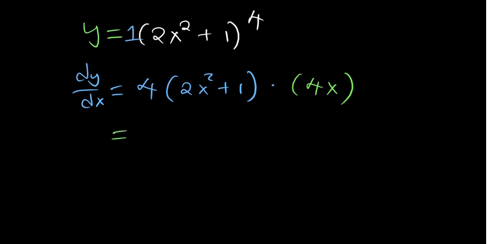I think that is 16x, and then we have 2x squared plus 1. And then of course let's not forget that the power reduces by 1, so it's the power 3, power 3. So basically that's what we have in such a case.